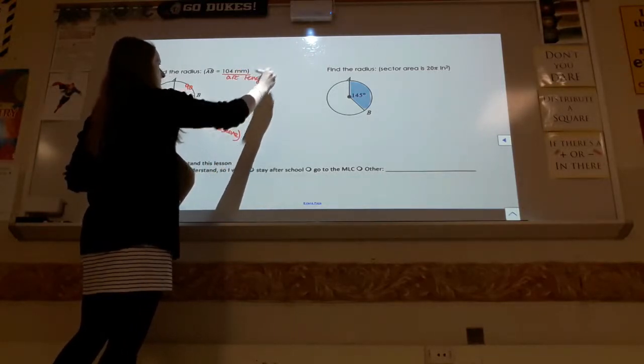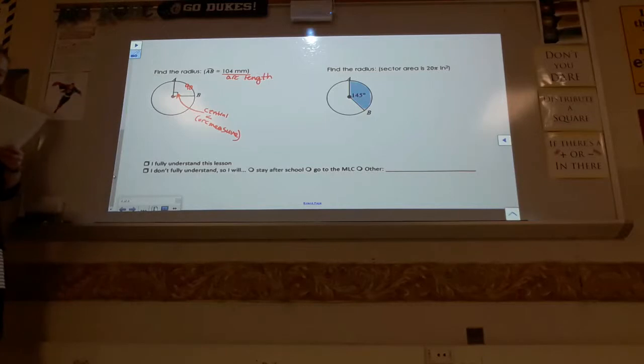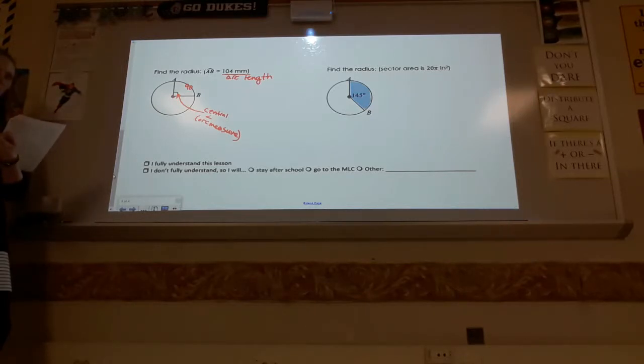Alright, so for this first one, does anybody want to share what answer they got? For the radius? Okay. 0.52? No, that's not quite right. Yes? No? Anybody else have a different result?